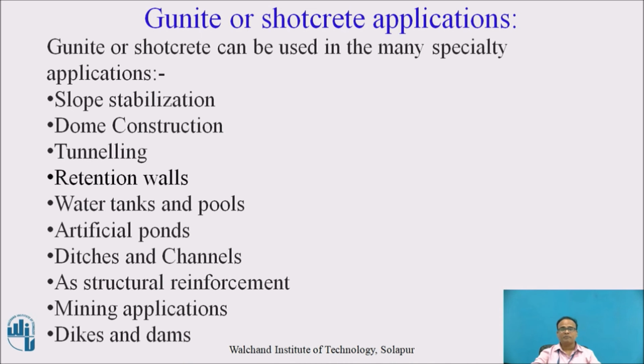Gunite or shotcrete can be used in many special applications. It has special applications such as slope stabilization, dome construction, tunneling, retention walls, water tanks and pools, artificial ponds, ditches and channels, as structural reinforcement in mining as well as in dikes and dams.